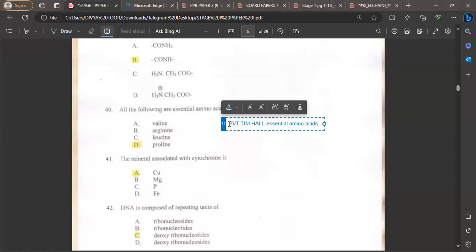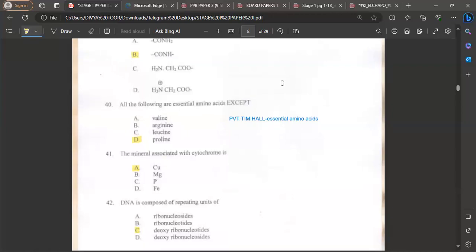So I read somewhere how you'd say it to remember is you'd say private team hall. So the phenylalanine, valine, tryptophan, threonine, isoleucine, methionine, histidine, arginine, leucine, and lysine.